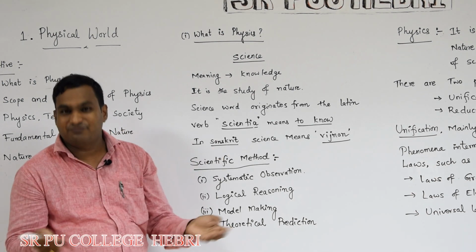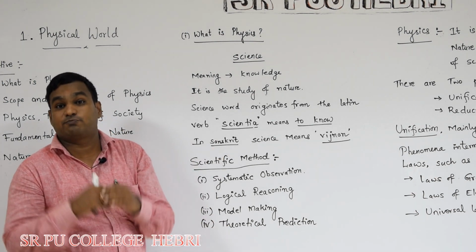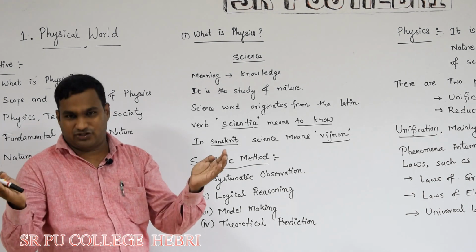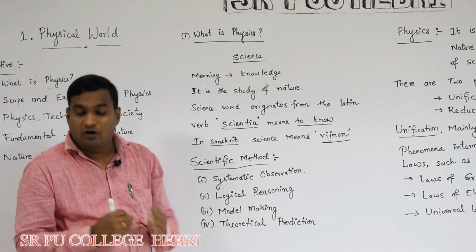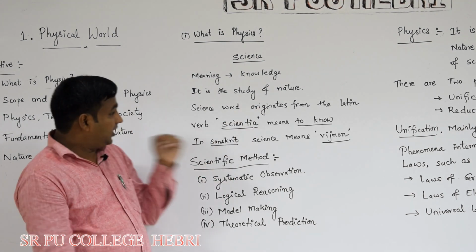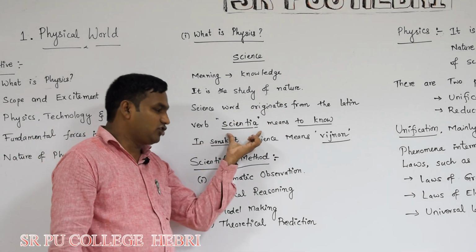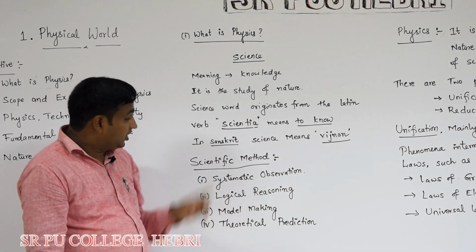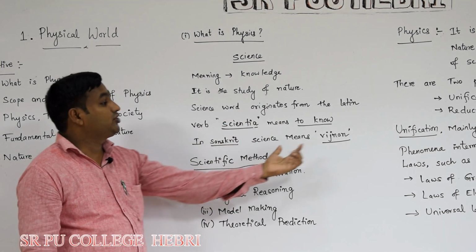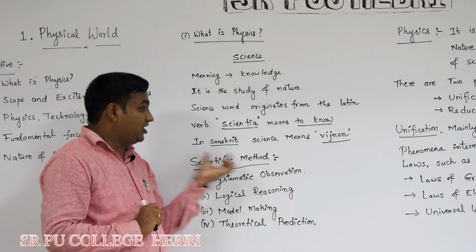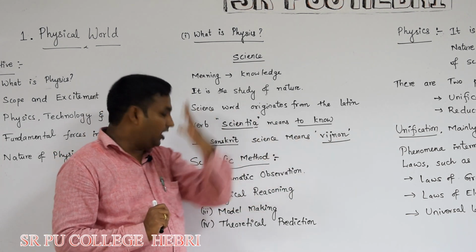Knowledge about what? Nature. Whatever event takes place in day-to-day life, in nature, that we're going to discuss in different phenomena or different effects. Again, the word science originates from the Latin verb scientia, which means to know. In Sanskrit, science means Vijnan. Everyone has heard about this word.